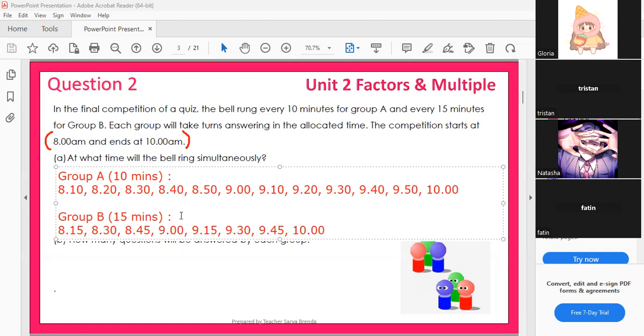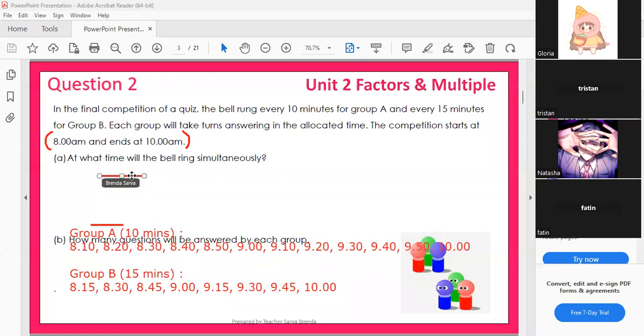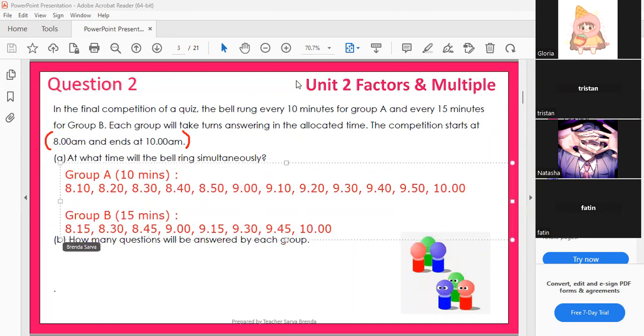Obviously, Group B gets fewer times to answer compared to Group A. What are they asking? At what time will the bell ring simultaneously? Do you understand what simultaneously means? At the same time. Okay, let me erase this a bit. This line here. Okay. So look at the time. Let's choose the ones that are happening simultaneously.